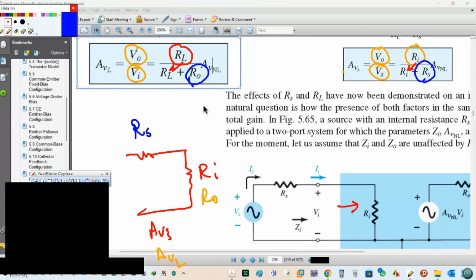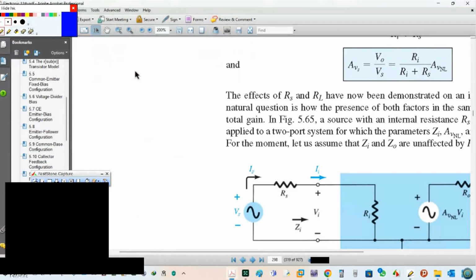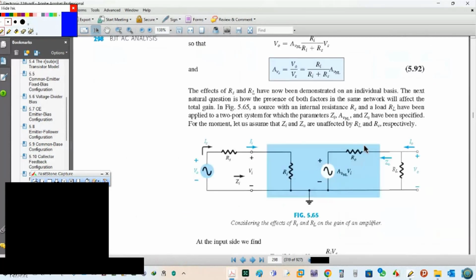AV no load, AV no load, in both cases. Okay, got the idea, got the difference, how we can find this easily? Because we have here many formulas. Got it? So focus on how we can find them before memorization. Okay, this is delete. Continue with our book.